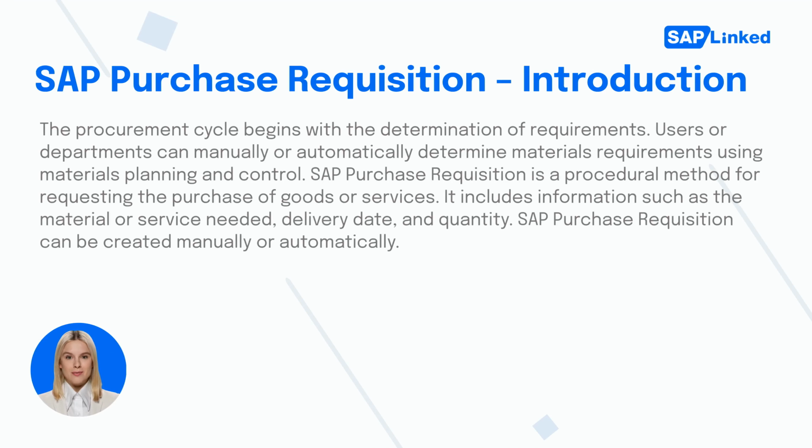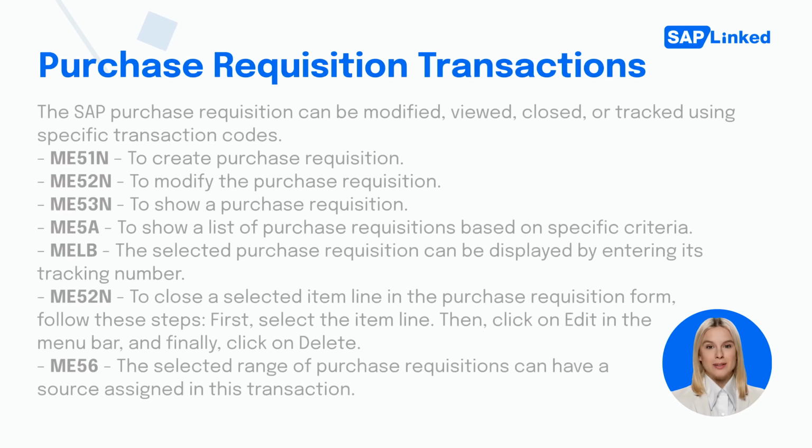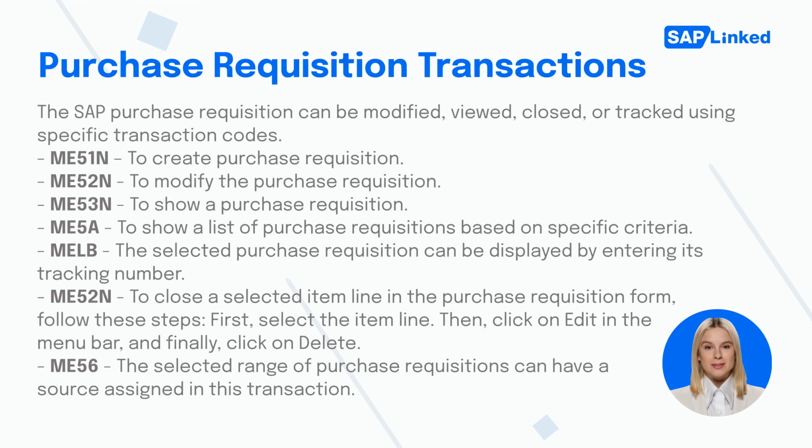Users or departments can manually or automatically determine materials requirements using materials planning and control. SAP Purchase Requisition is a procedural method for requesting the purchase of goods or services. It includes information such as the material or service needed, delivery date, and quantity. SAP Purchase Requisition can be created manually or automatically. It can be modified, viewed, closed, or tracked using specific transaction codes.